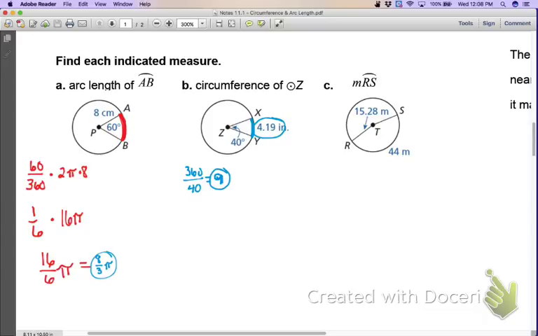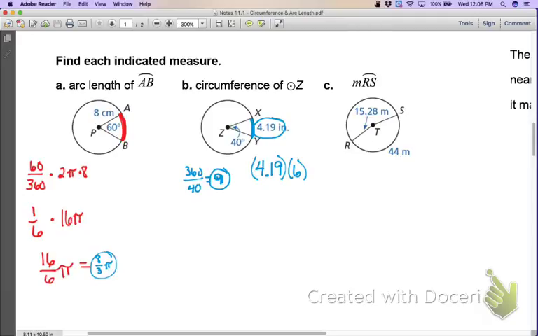Multiply it, right? So I'm going to take 4.19 times 9, and that's going to give me my circumference. We're all about working smart, not hard, right? That's the easiest way I can tell you to do it. Does everybody understand why there are 9 40-degree sections? Yes? No?